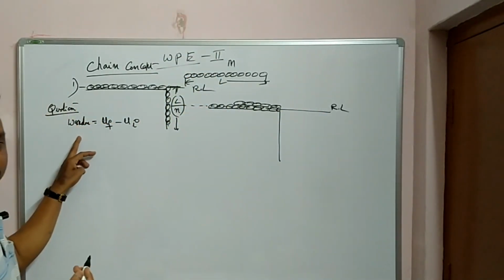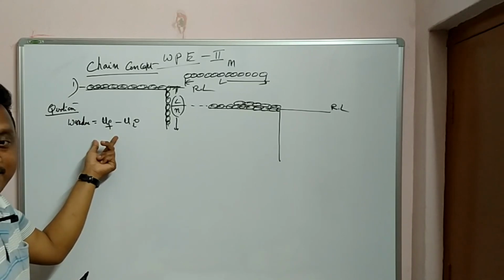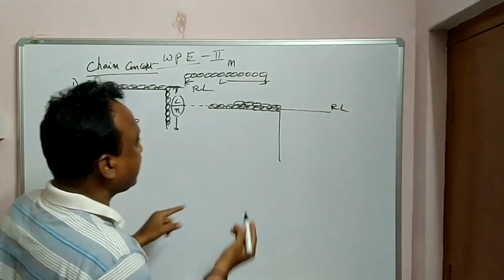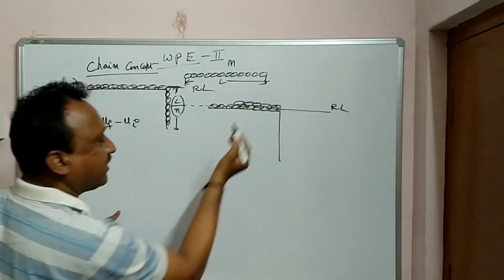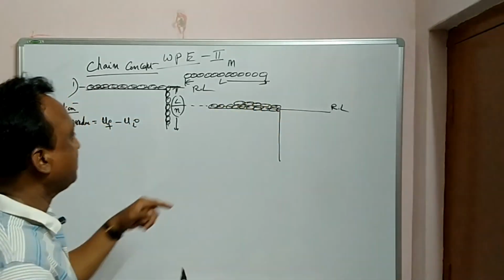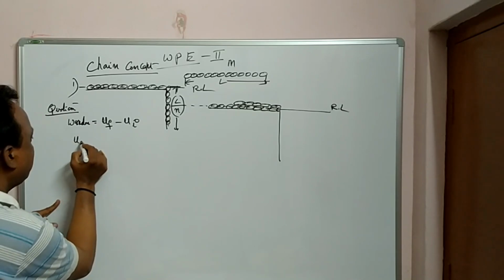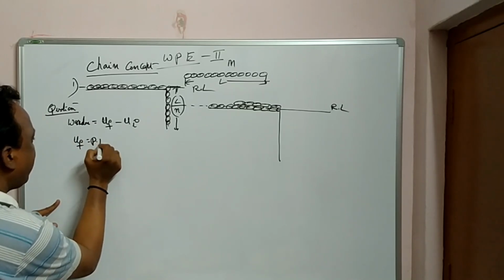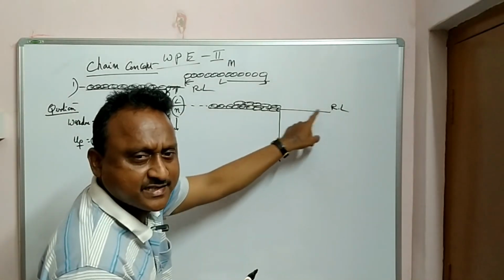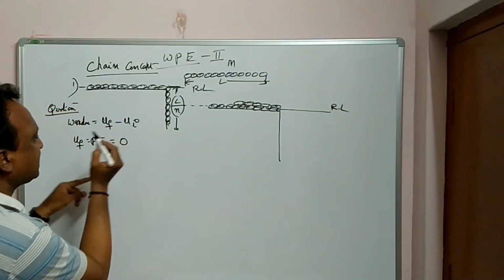Now what is the work done formula? Final potential energy minus initial potential energy. So how to get final potential? Because here the chain is on the table. Table మీద reference line తీసుకున్నాను కాబట్టి what is the potential energy? 0. So U final, that is final potential energy, is equal to 0 because the reference line is taken on the table. Okay, this is the first part.